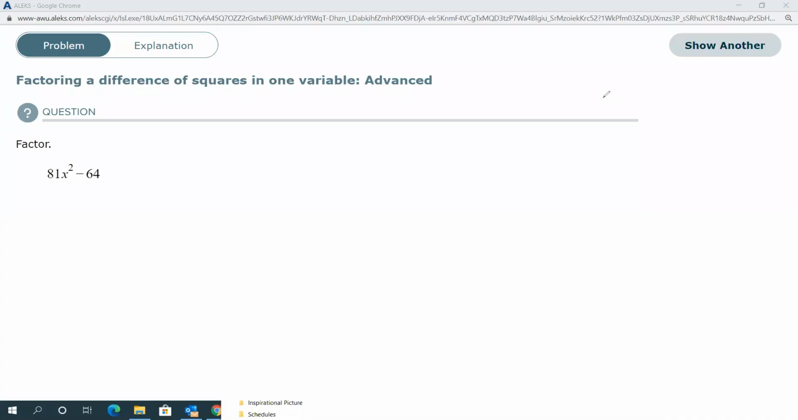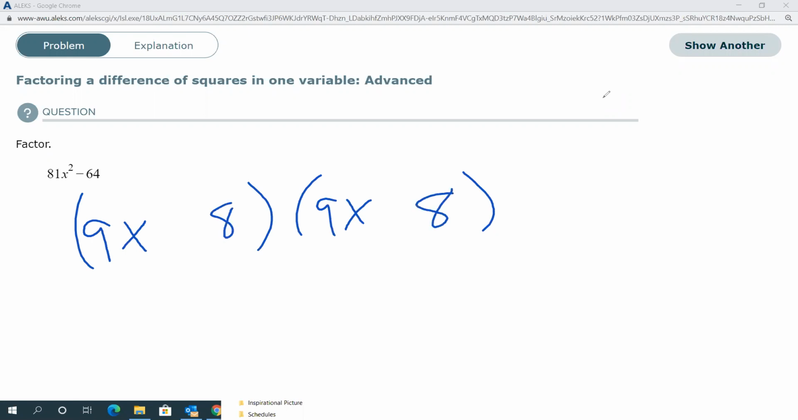Okay, so here's a different one. Well, I know the square root of 81 is 9, and the square root of x squared is x. And the square root of 64 is 8. And there is a subtraction between them, so I can do this difference of squares factoring technique. That's the name of it. And just go, like minus plus or plus minus. It doesn't matter. It doesn't make a difference.